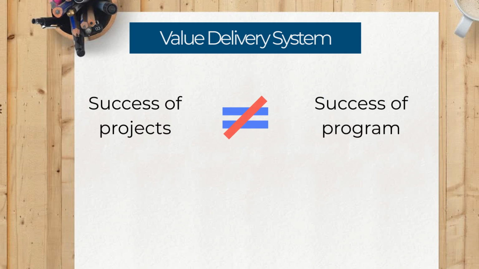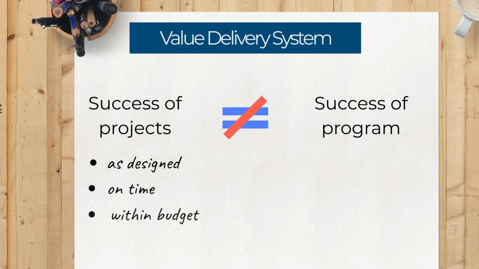In this example, the success of each construction project in the program is when the school is built as designed by the engineers, delivered on time, and within budget. But if the design was not suitable, or the distribution of schools in the city does not meet the residents' needs, then the program will not deliver its desired value. That's why managing projects is completely different than managing programs.